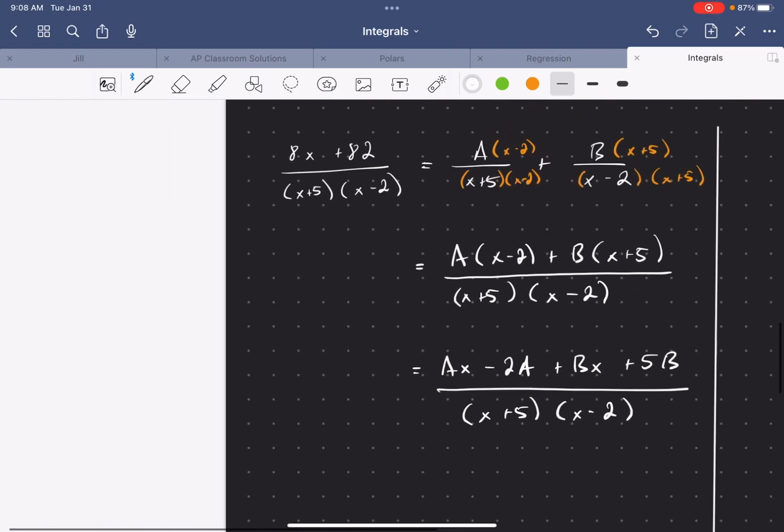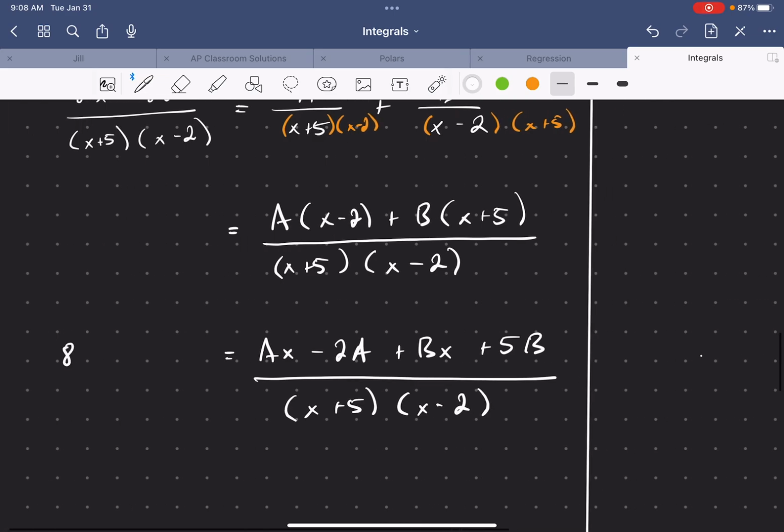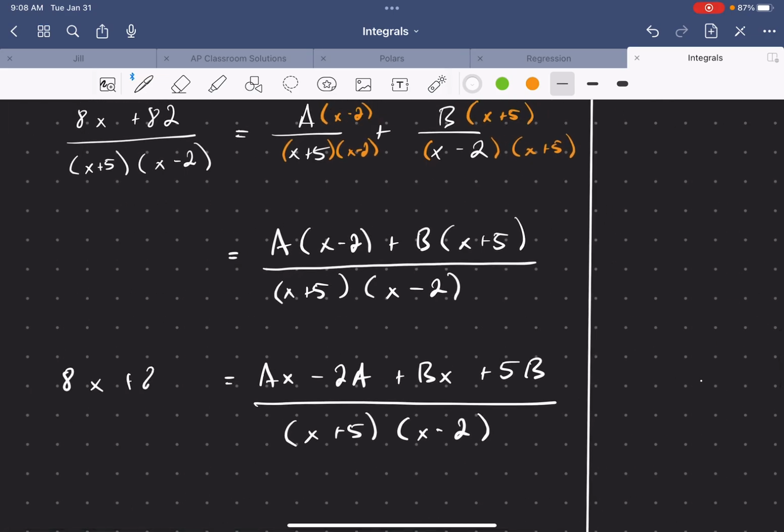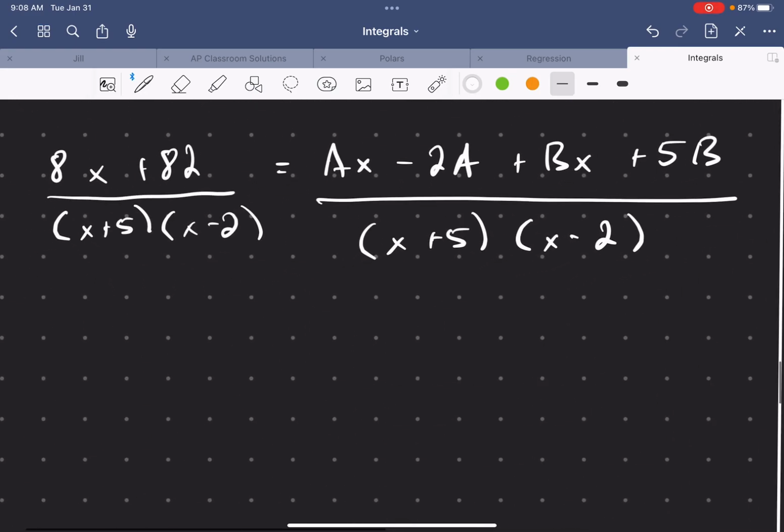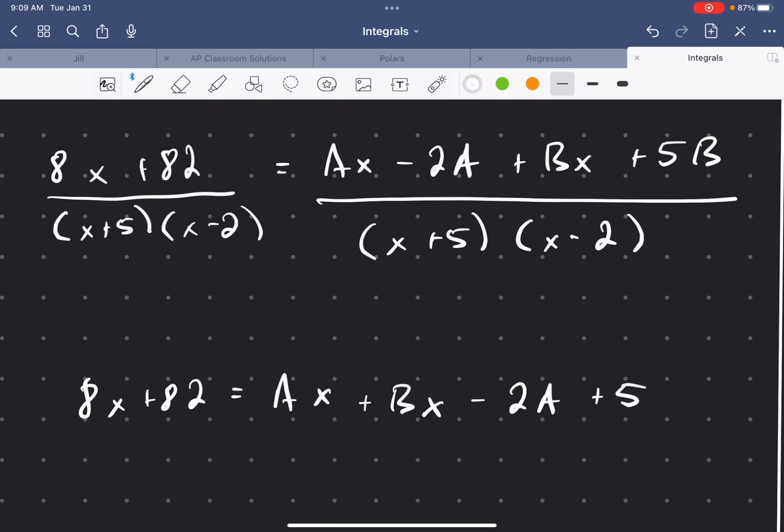So think about what the left side was. The left side still could be our (8x + 82) over (x + 5)(x - 2). So these are still equivalent. Since these are equivalent and the denominators are exactly the same, we could just get rid of the denominators and work on the numerators. So I have 8x + 82 is equal to Ax, and I'm going to rearrange this so the x's are first. So it's Ax + Bx, and then the constant values would be -2A + 5B.